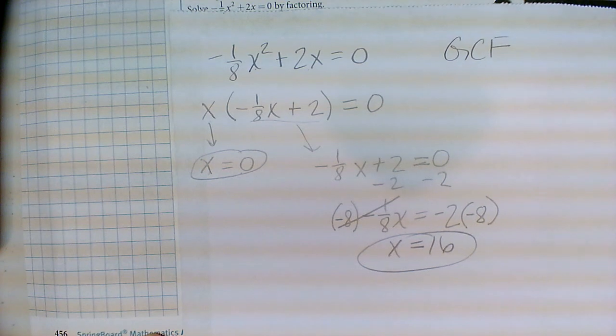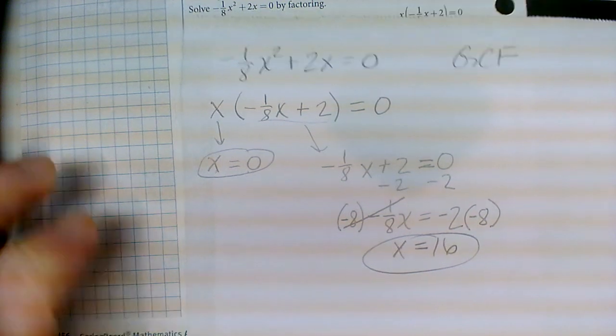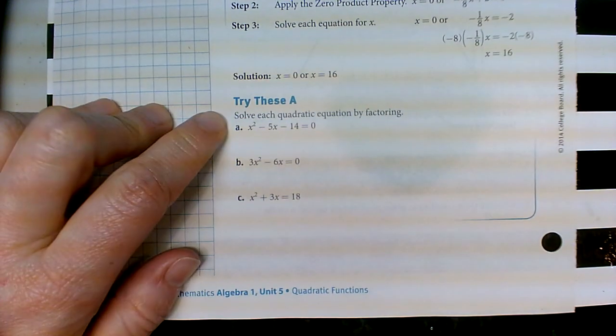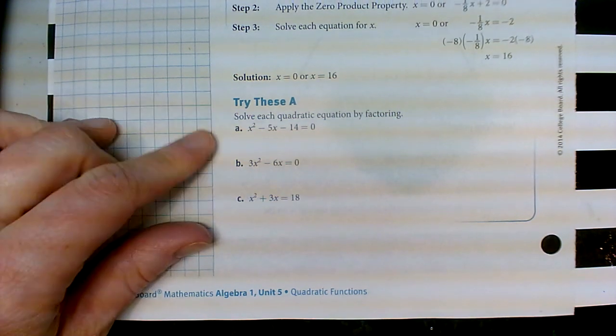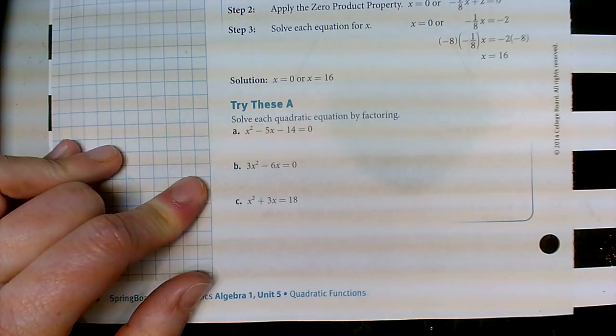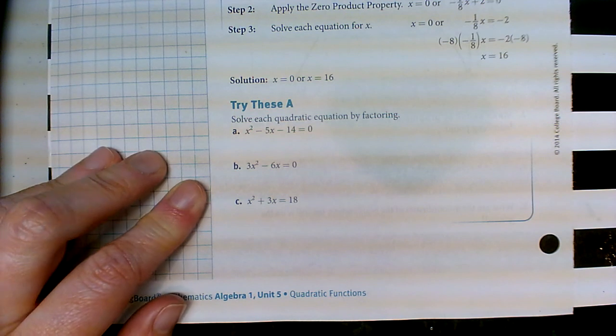Now I need y'all to work numbers, letters A through B on the Try These A. Give these a shot and then watch the video and see what you can do. Remember to factor out the GCF.